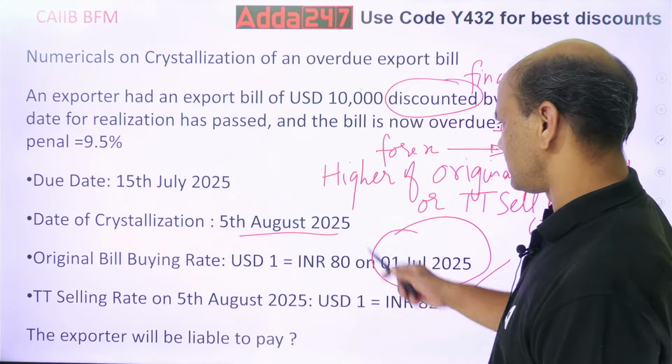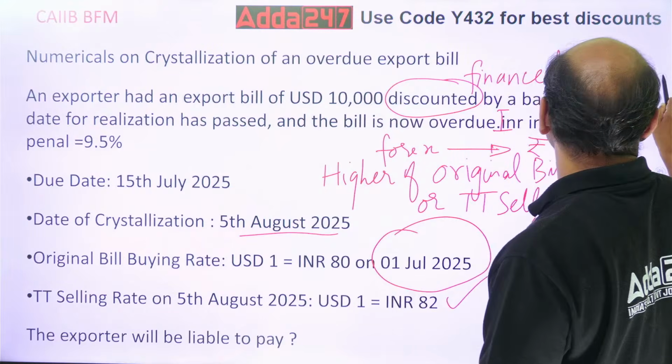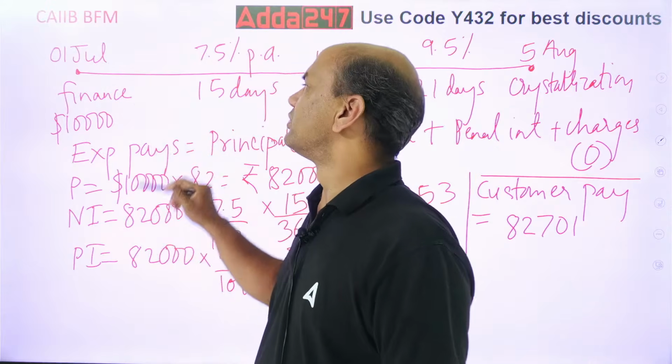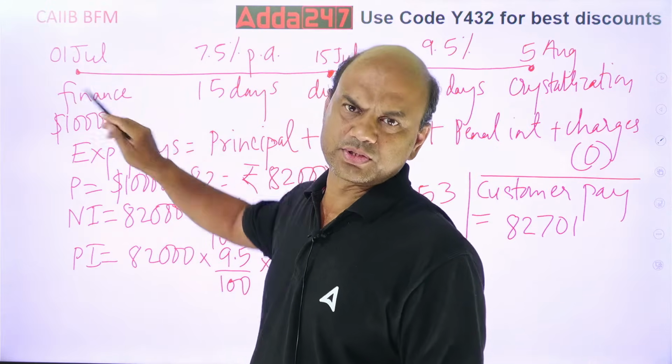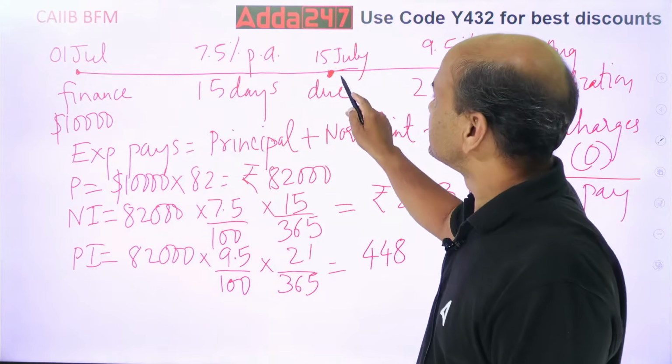No, 1st August, nothing. Okay? It's not given. So now, let's assume it was financed on 1st July. So, it was due on 15th of July. So, this is your normal rate.